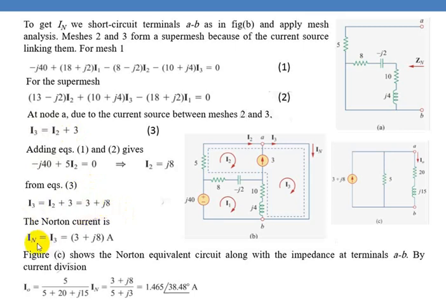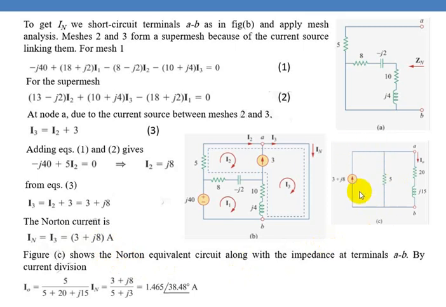So this is the value. Now the Norton current IN will be equal to I3. So now we have found out the mesh current I3, and that will be IN, equal to 3 plus J8 ampere. So after finding the Norton current, we have already found out the Norton impedance, which will also be equal to the Thevenin impedance.